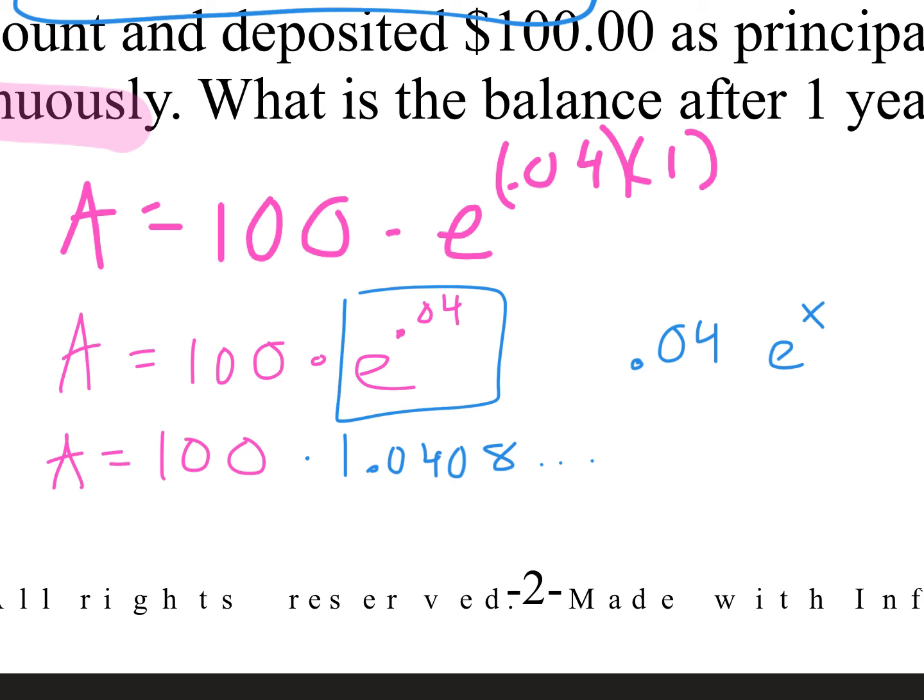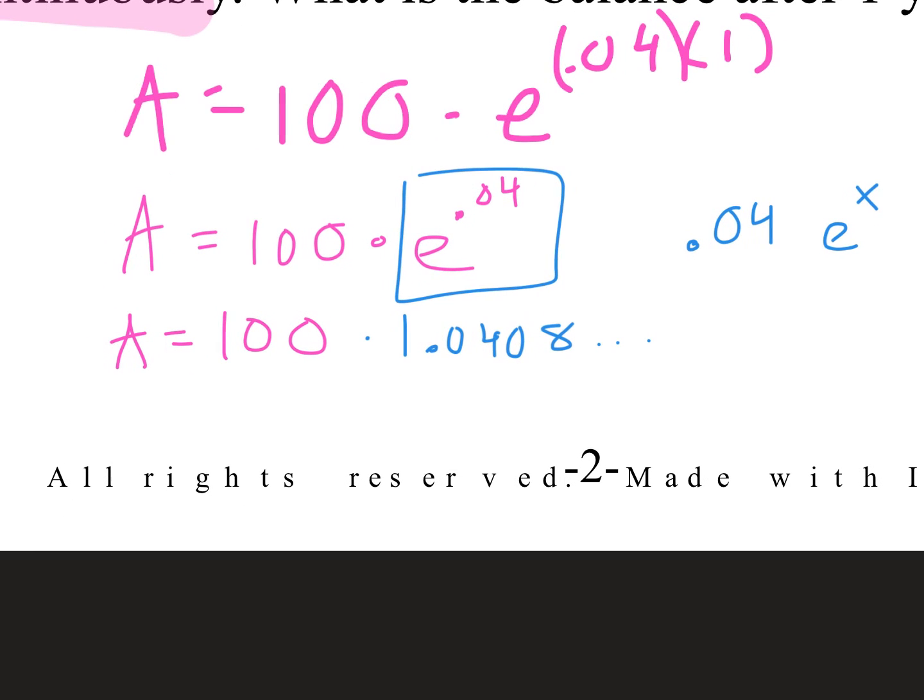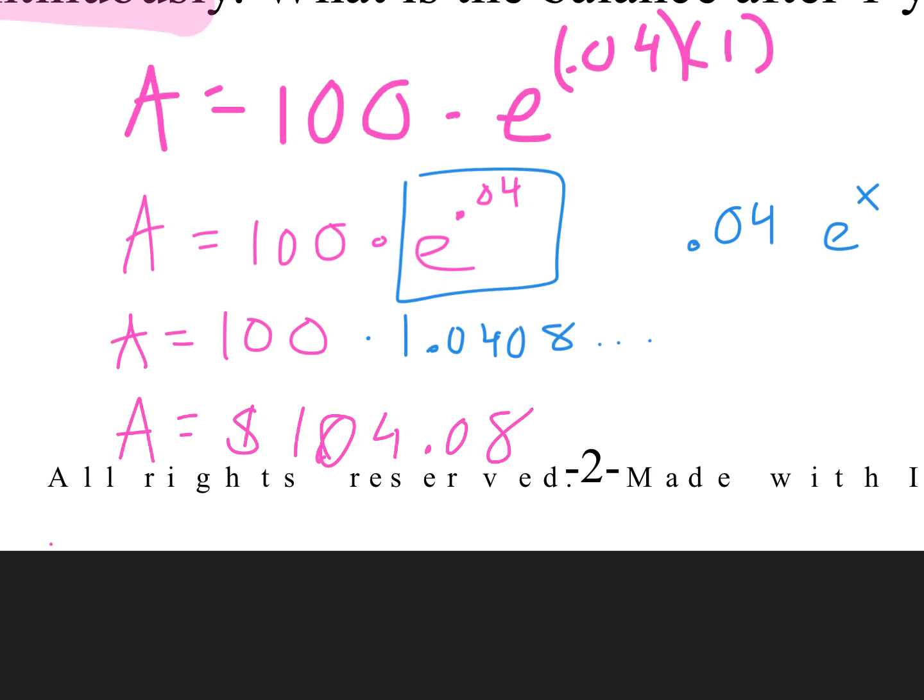So again, make sure you know how to put this in the calculator. Practice putting them in the calculator over the weekend. What do we do next? Multiply by 100. What do we get? 104.08. Perfect.